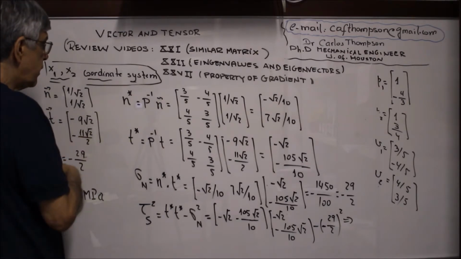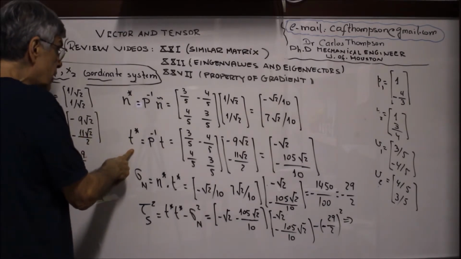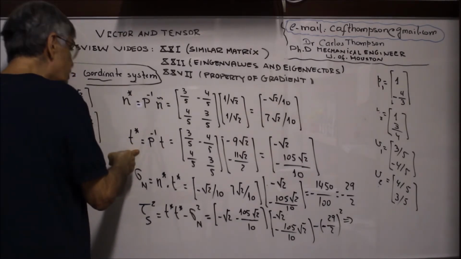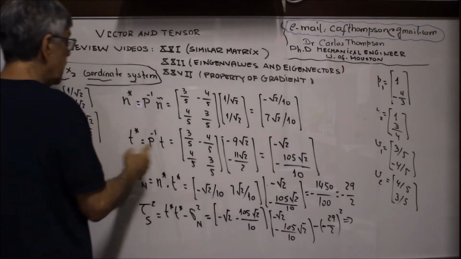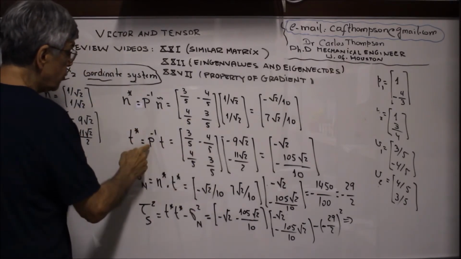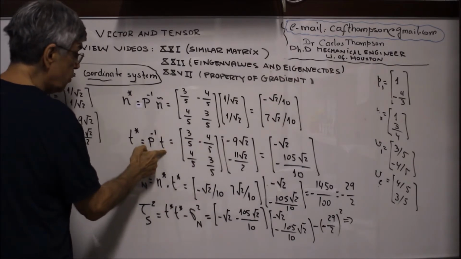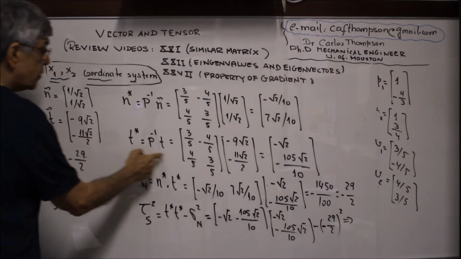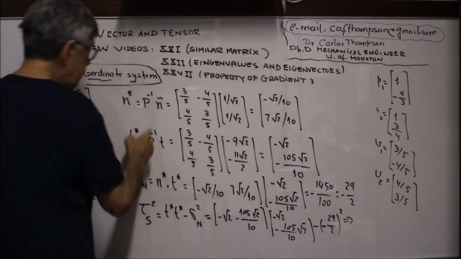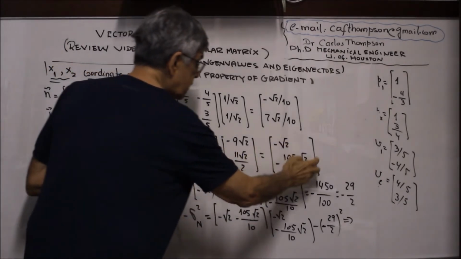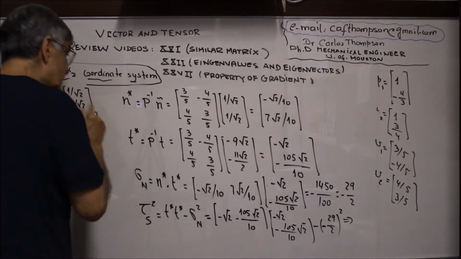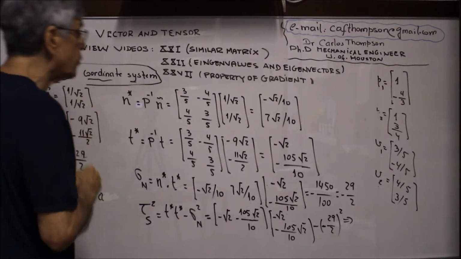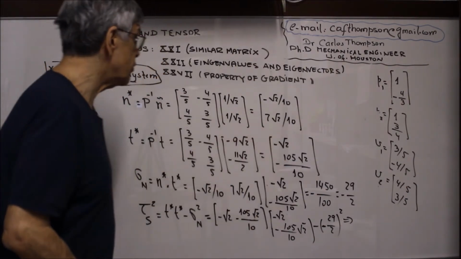We'll call it n asterisk. Now, the components of the stress vector with respect to the principal directions will be P minus 1 or P transpose times T. So I have T over here. See, I have N over here. So just multiply P minus 1 or P transpose. This is the component of the same stress vector, but the components changed.